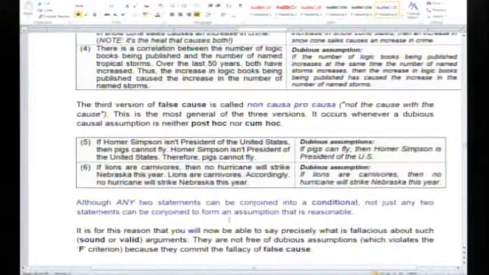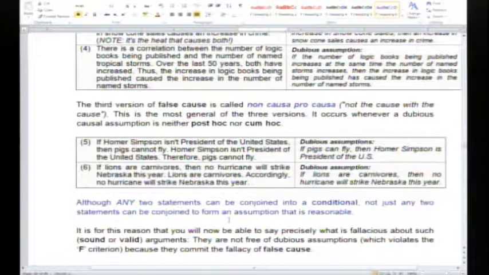Notice the first premise there was a conditional. What possible causal or other relation exists between a cartoon character being president and the flying ability of pigs, right? Any two statements can be conjoined with if-then, but the result isn't always going to be reasonable. In the case of the second, if lions are carnivores, then no hurricane will strike Nebraska this year. Lions are carnivores. Accordingly, no hurricane will strike Nebraska this year. What's unreasonable about the conditional here? Yeah, it's the premise. With number 5, you've proved that it's dubious by taking the inverse. With number 6, you just restated the premise.